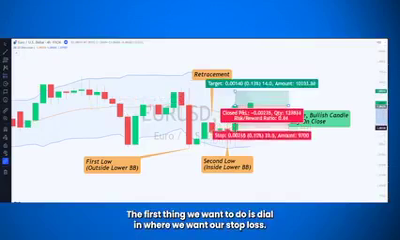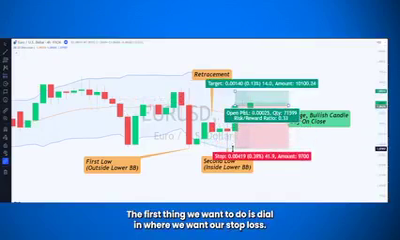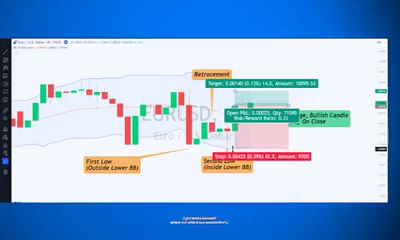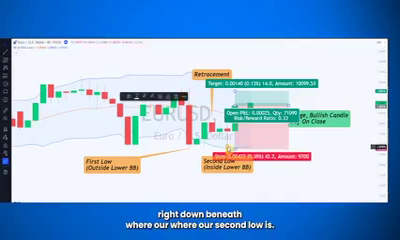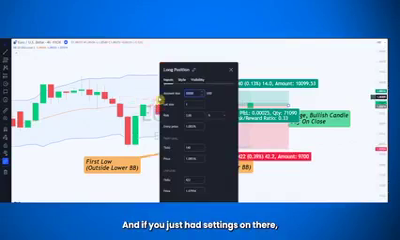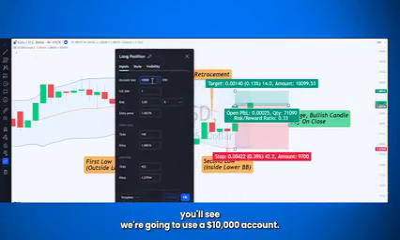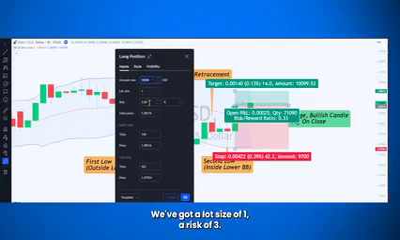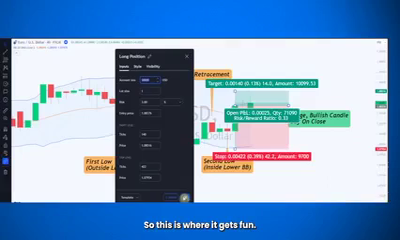The first thing we want to do is dial in where we want our stop loss, and that's going to be right down beneath where our second low is. And if you just hit settings on there, you'll see we're going to use a $10,000 account. We've got a lot size of 1, a risk of 3. Our entry price is right there on that bar close, 108.37. We've risked 422 ticks.